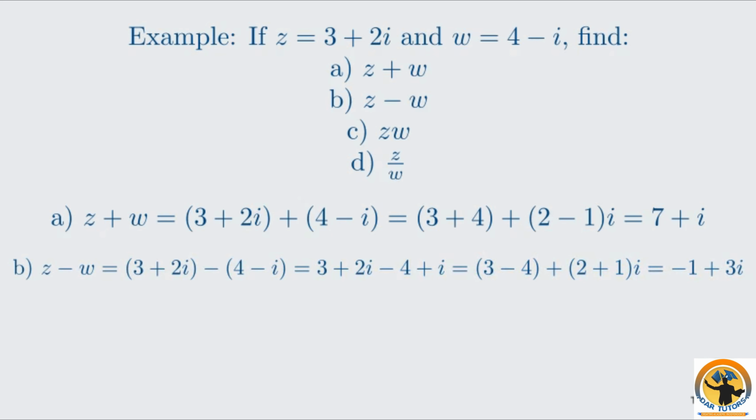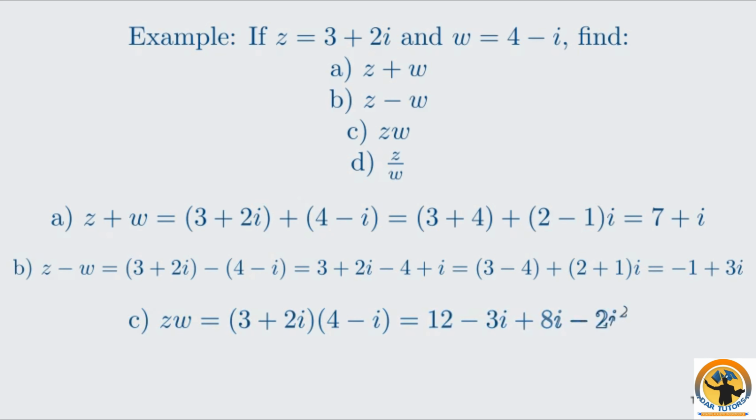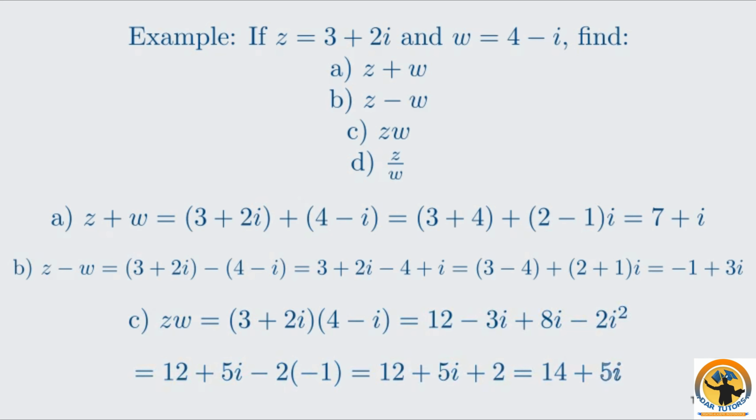Now for the product. z times w is 3 plus 2i times 4 minus i. Using the distributive property, we get 12 minus 3i plus 8i minus 2i squared. Simplifying, 12 plus 5i minus 2 times negative 1. This is 12 plus 5i plus 2, which equals 14 plus 5i.